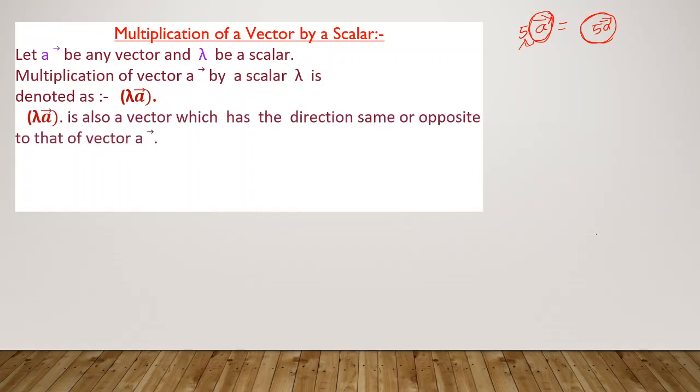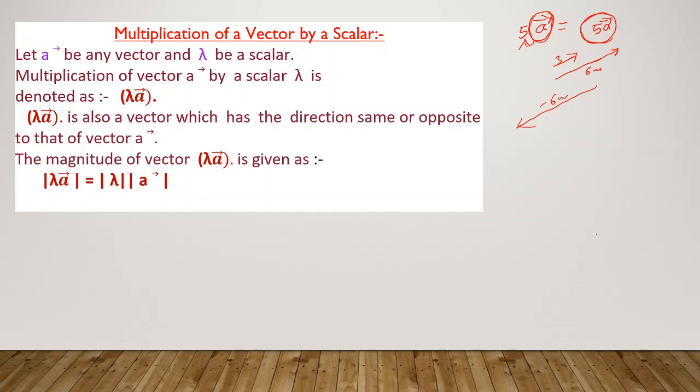So that means if it is 3 meter, if you multiply by 2, then we will be getting 6 meter. If you multiply this with minus 2, then we will be getting minus 6 meter. That means these will be parallel to each other. You can call them parallel or collinear vectors also. So lambda into vector A is also a vector which has the direction same or opposite to the old vector.